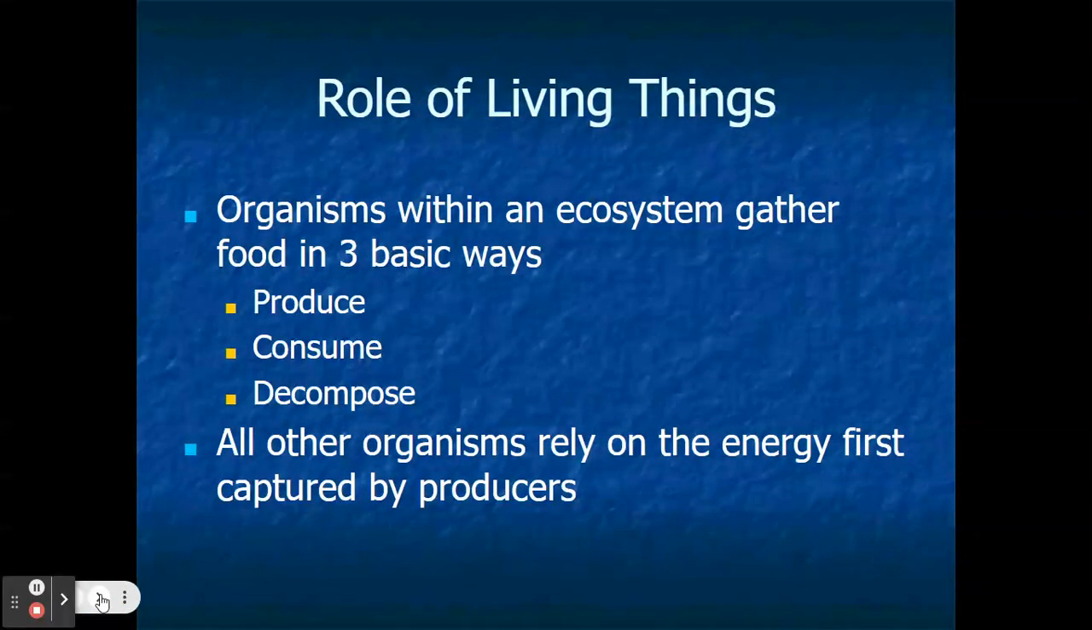So, we have three main roles or jobs that organisms are going to have. The way that they get their food and complete their role in their ecosystems is going to be one of three things. They're either going to produce their food, consume their food, or decompose their food. Every organism, except for the ones that produce, get their energy from producers in one shape, form, or fashion. Even the lion gets its energy from a producer all the way at the very bottom.